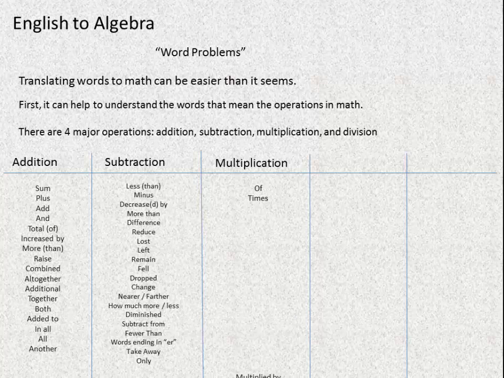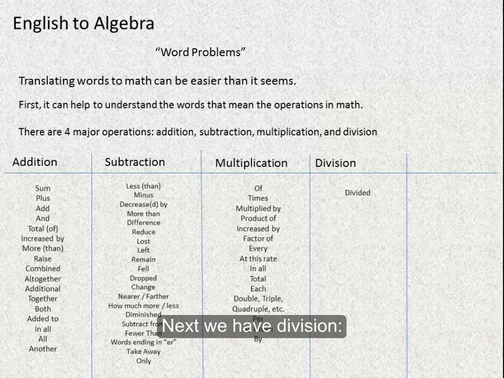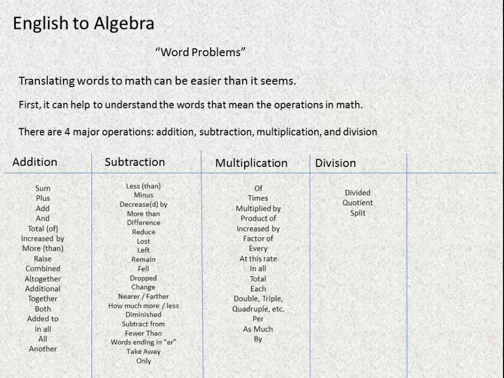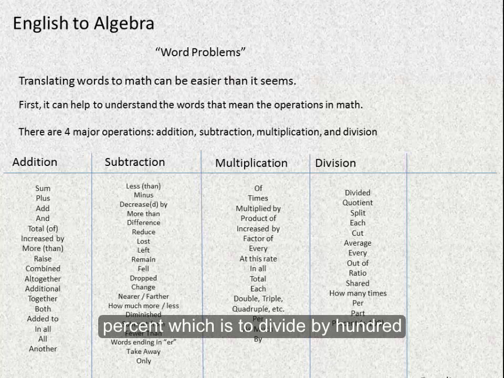Next we have multiplication. Of, times, multiplied by, product of, increased by, factor of, every, at this rate, in all, total, each, double, triple, and quadruple, words like that, per, as much, by. Next we have division: divided, quotient, split, each, cut, average, every and out of, ratio, shared, how many times, per, part, percent, which is to divide by 100.